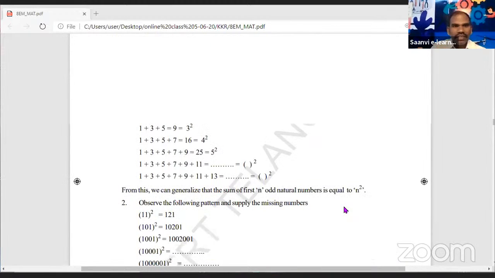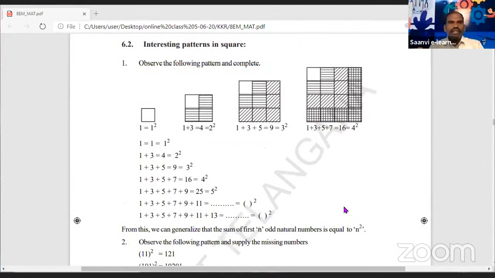Okay, see this interesting pattern in squares. 1 square is equal to 1. You take only odd numbers. 1 plus 3 is 4, 2 square. 1 plus 3 plus 5 is 9, 3 square. 1 plus 3 plus 5 plus 7 is 16, 4 square. In that, how many numbers are there? First one only one number, so we got 1 square. Second, 2 numbers, 2 square, 4.